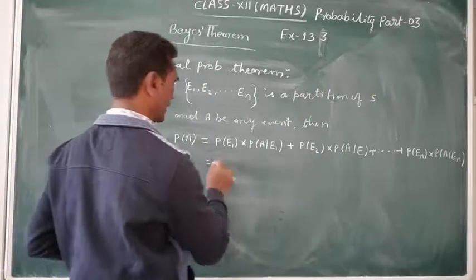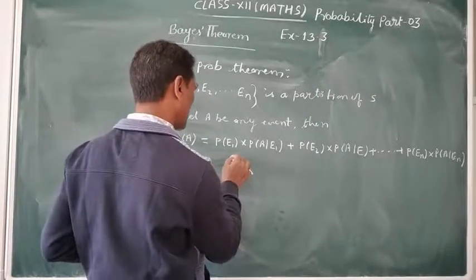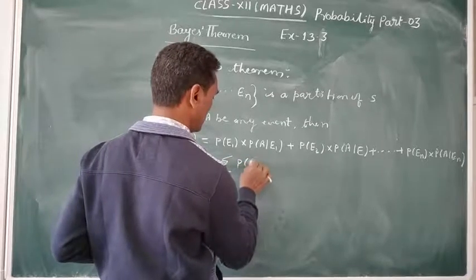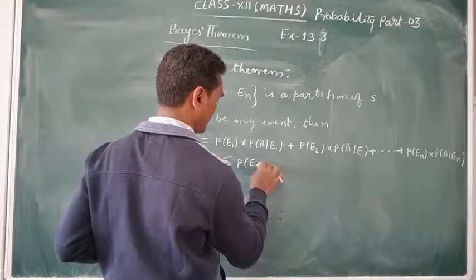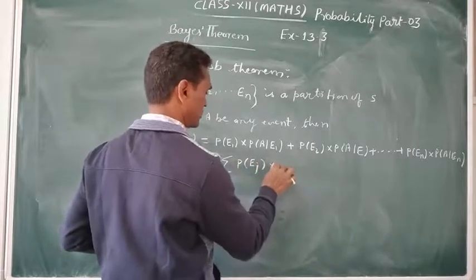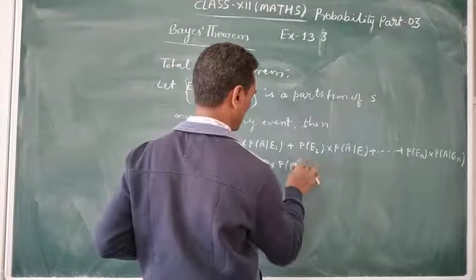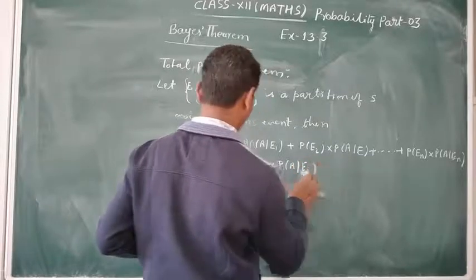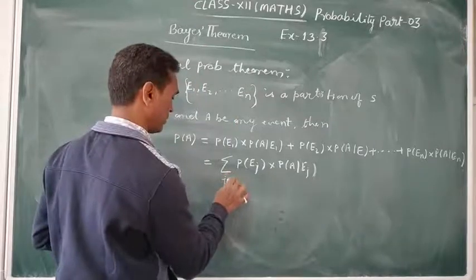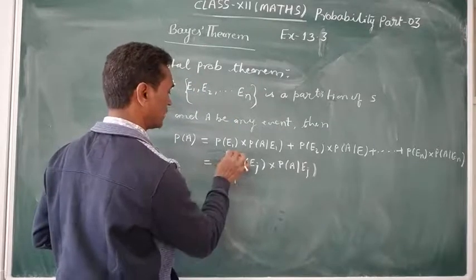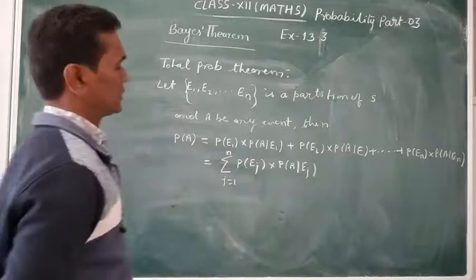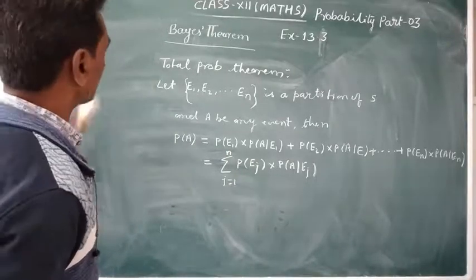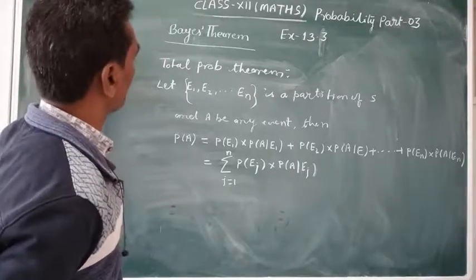In short, we can write this in summation form: probability of Ej into probability of A given Ej, where j varies from 1 to n. This is called the theorem of total probability or total probability theorem.